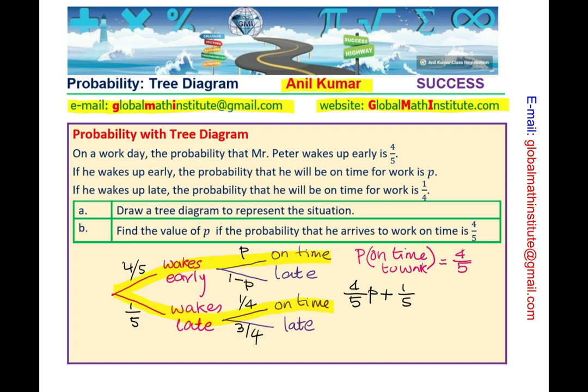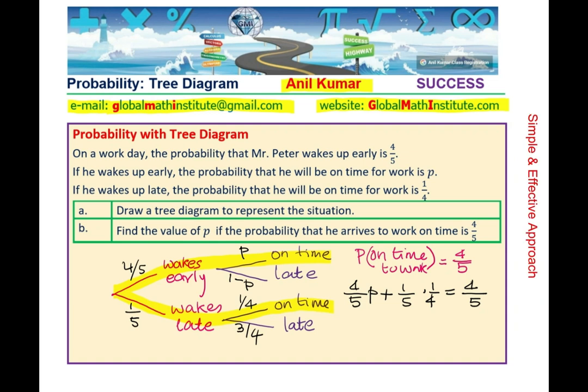1 by 5 gets up late, but the probability of reaching on time is 1 by 4. And this is 4 by 5. You get the whole idea. So that is the equation which will give us the solution for P. So you need to now pause the video, calculate P, and then check my answer, right? Great. Now here's my solution.